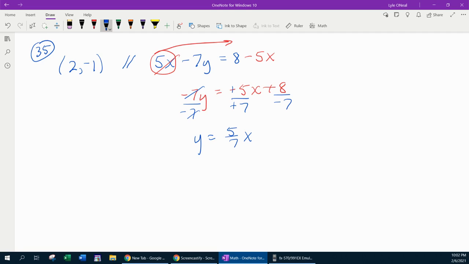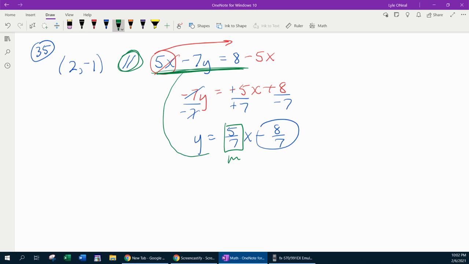And a positive and a negative here makes a negative 8/7, which I could really care less about, because I'm only interested in the slope. So here's what we need to know: we're looking for the equation of the line parallel to this equation. So what is the slope of this equation?